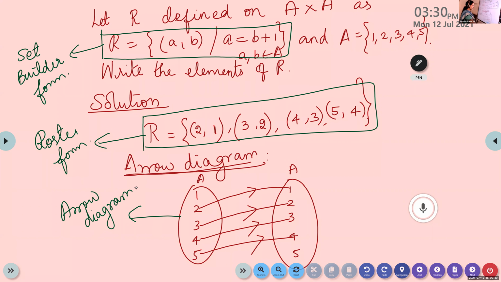Akshay Varghese, is it clear? Yes, ma'am. We are writing the elements of that set from the question, each element separated by a comma. So the relation we are representing in roster form. Once we get the roster form, we can write the arrow diagram. So these are the three representations of a relation.